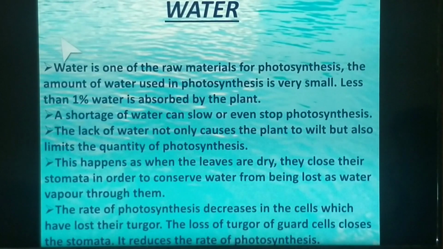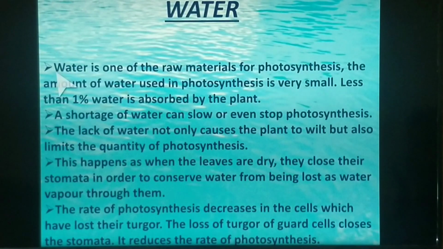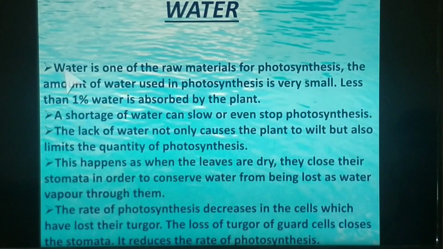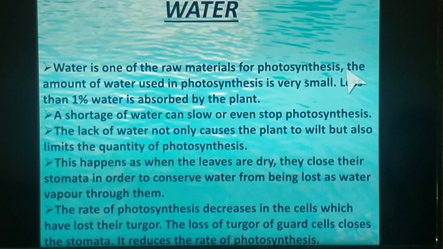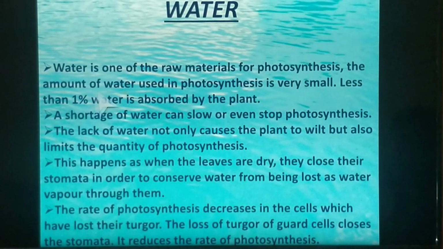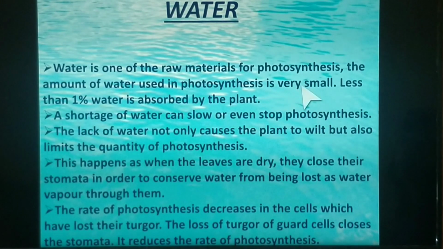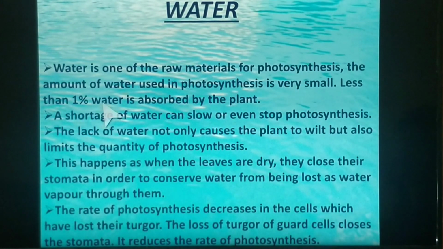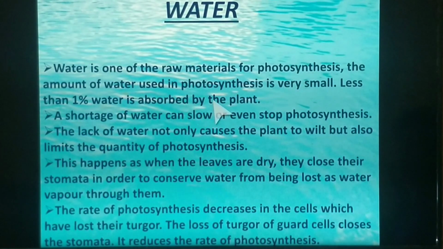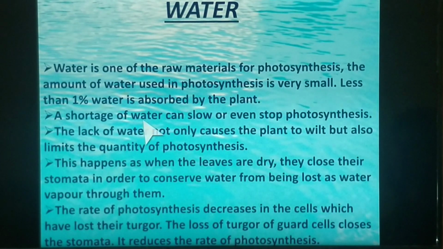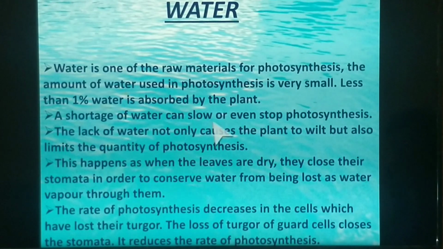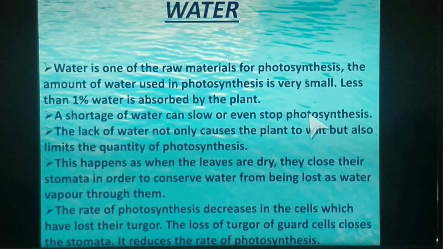Now let us see what role water plays in photosynthesis. Water is one of the raw materials for photosynthesis. We already know that. And the amount of water used in photosynthesis is very small. Less than 1% water is absorbed by the plant. A shortage of water can slow or even stop photosynthesis.